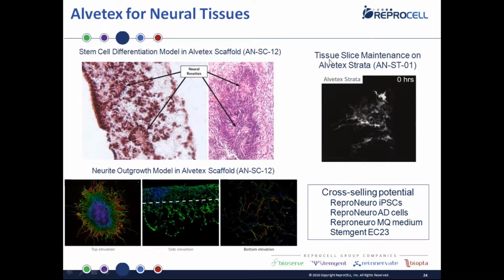One thing that I was mentioning before was the tissue slice maintenance on Alvetex Strata. This is a section of spinal cord which has been put on Strata, and that is going to be imaged through live cell imaging.